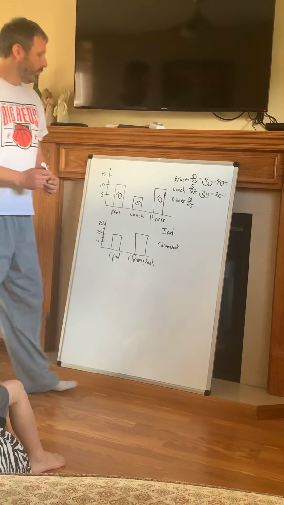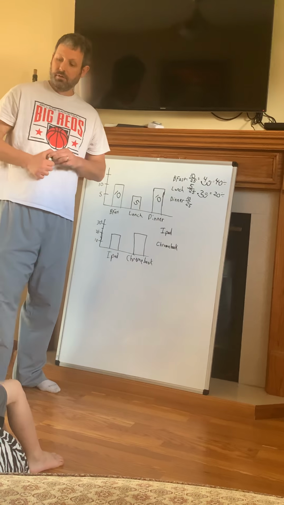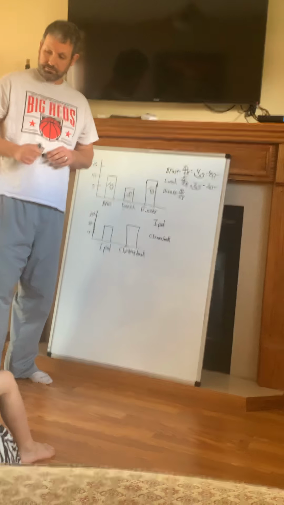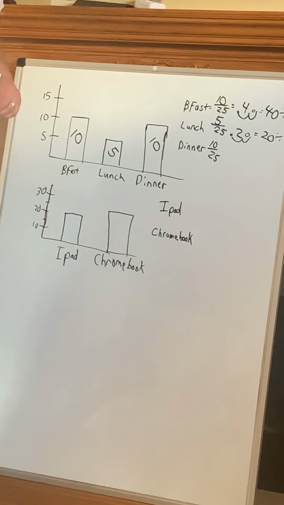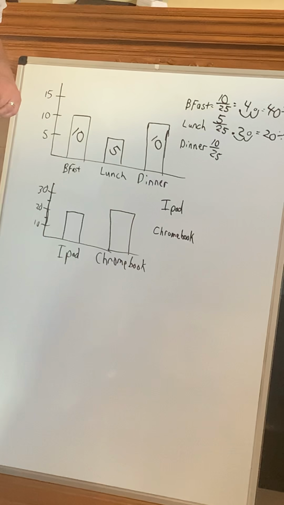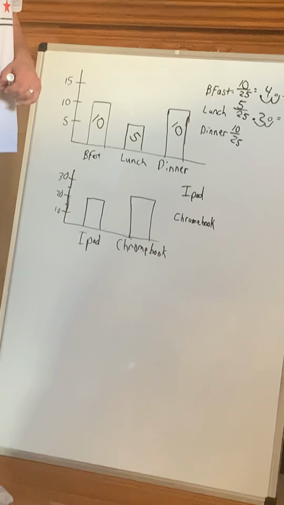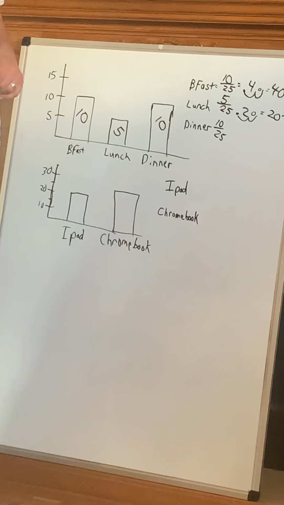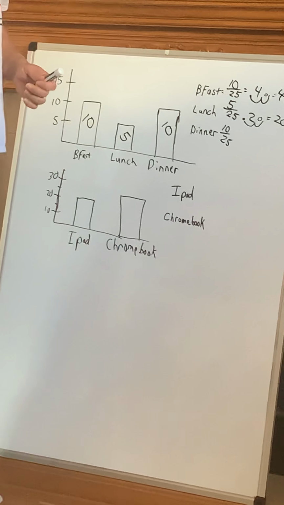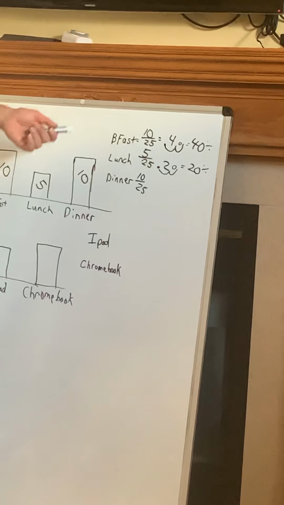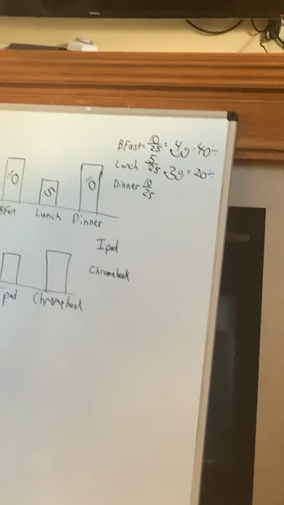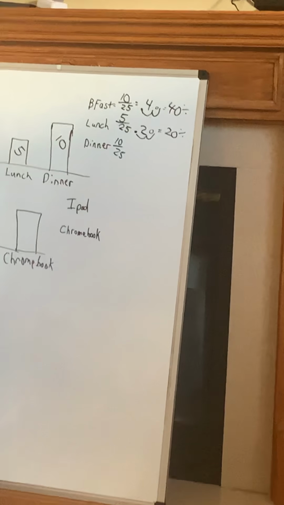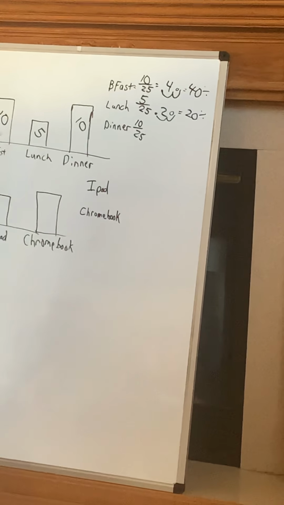And now we have to do dinner. What do we notice about dinner? It's 10 divided by 25. Breakfast and dinner are the same. So 10 divided by 25 is 0.4, which is what percent? 40%.